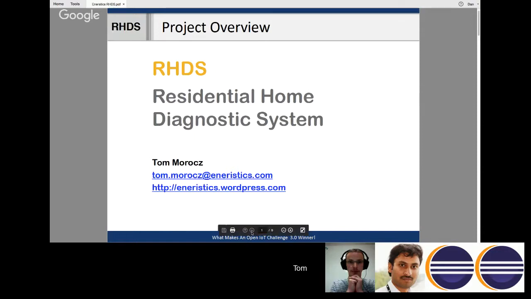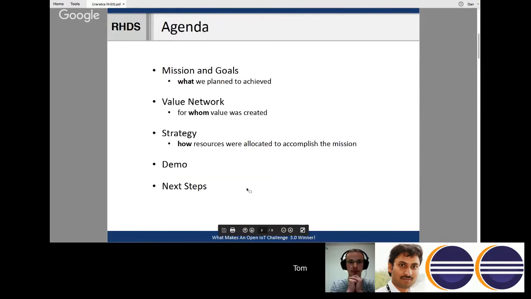So my agenda today is to go through the mission and goals of our project, basically what we plan to do, what our motivation was for undertaking the project. I want to talk a little bit about our value network, for whom we were creating the value, who we believe our target customers and end users are, and go into a little bit on our strategy, basically our approach to how we were going to deliver against the project, what resources we were going to use to accomplish our mission. I'll take you through a live demo of our solution, and then we'll talk a little bit about next steps and where we see the project going from here.